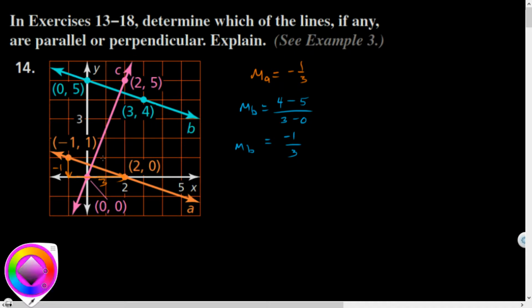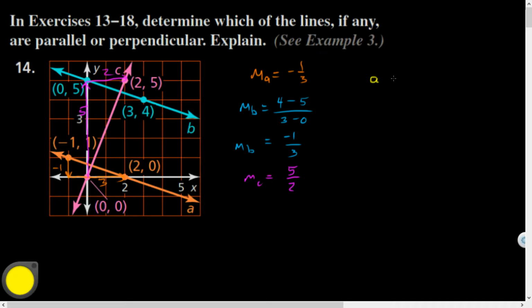And let's find this last one using rise over run. So this one's going up, looks like 5 and over 2. So the slope is 5/2. 5/2. So the question is, which are parallel or perpendicular?